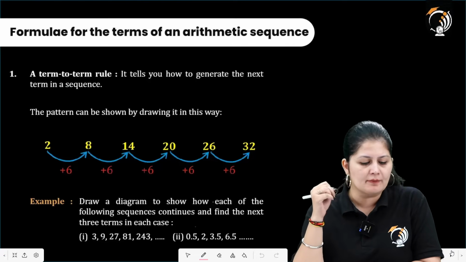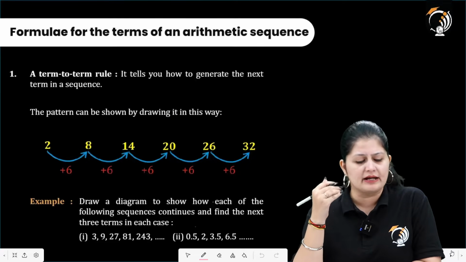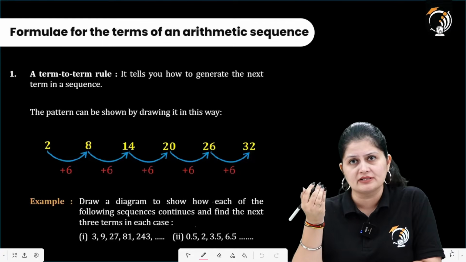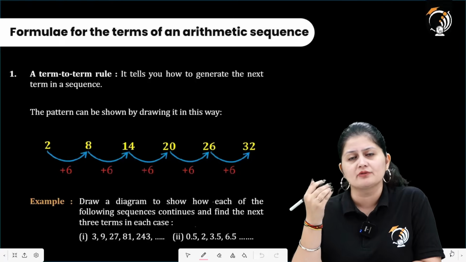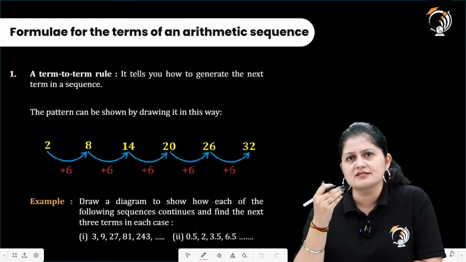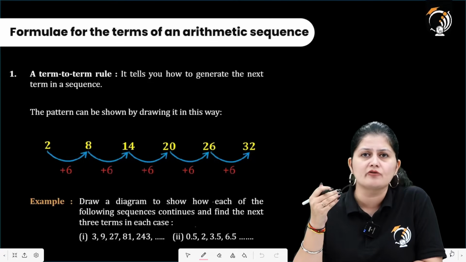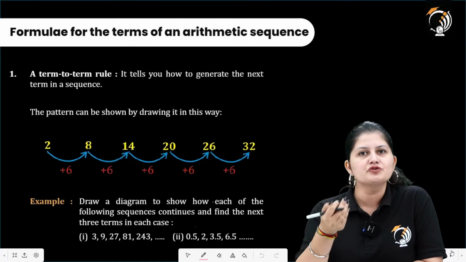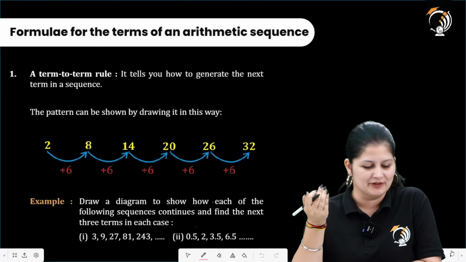Moving further, how are we going to get the formulas for the terms of an arithmetic sequence? Let's say I am asking you what the 100th term of this particular sequence is going to be. How are we going to calculate it? So let's learn it here.